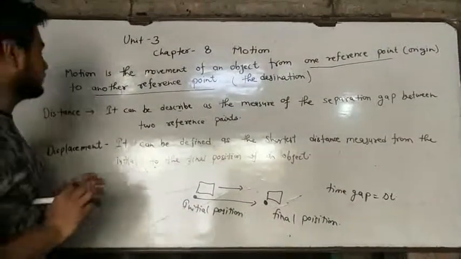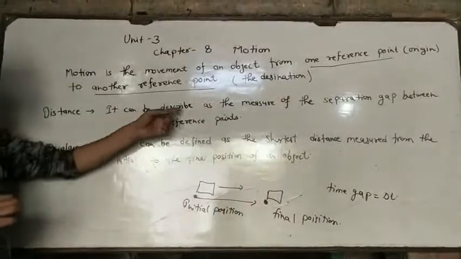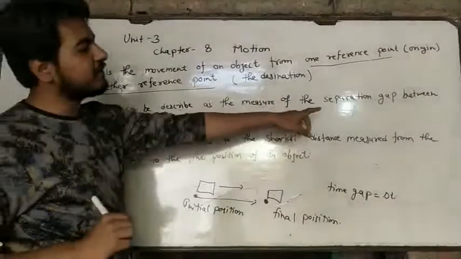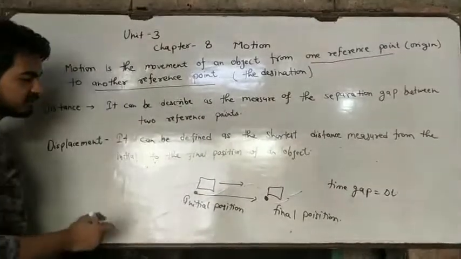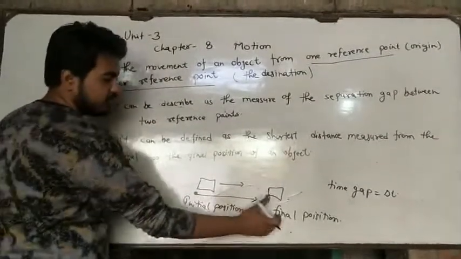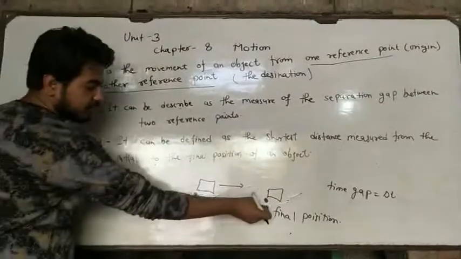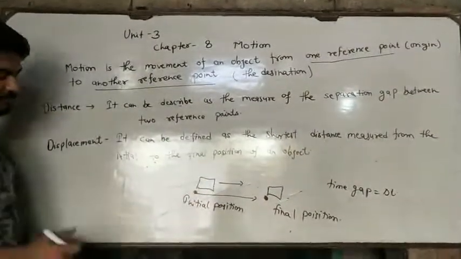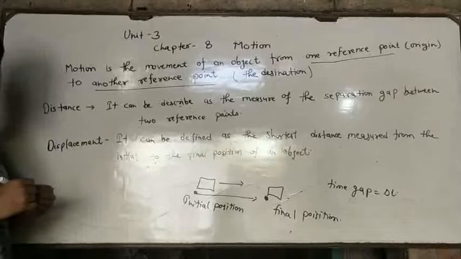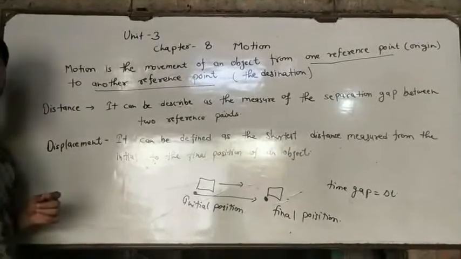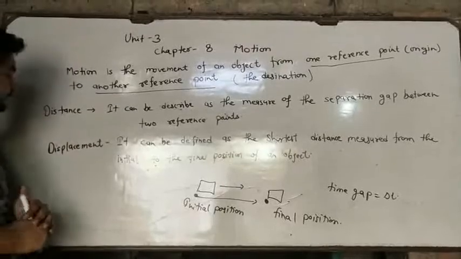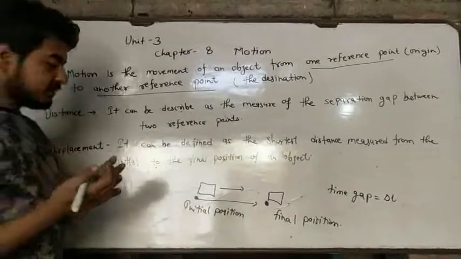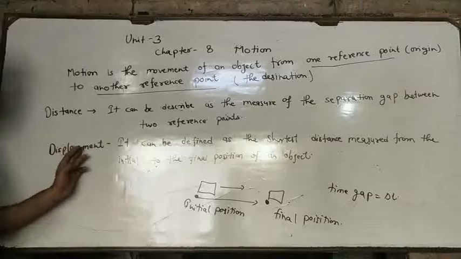What is distance? Distance can be described as the measure of separation gap between two reference points. Means there are two points, the initial point and the final point. The gap between them is called distance. The actual path of the motion is also called distance. And the other thing is displacement.